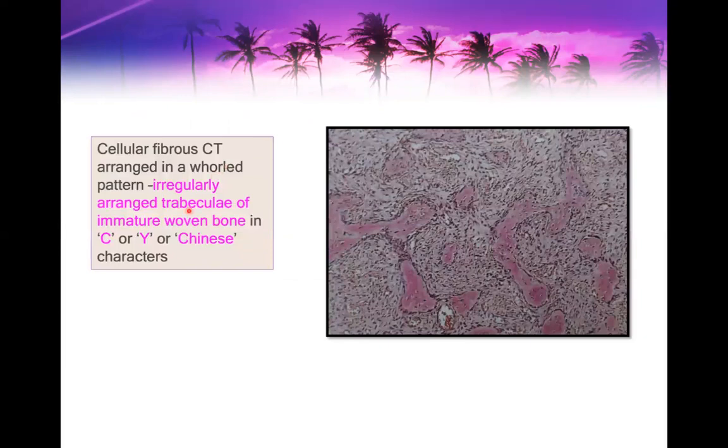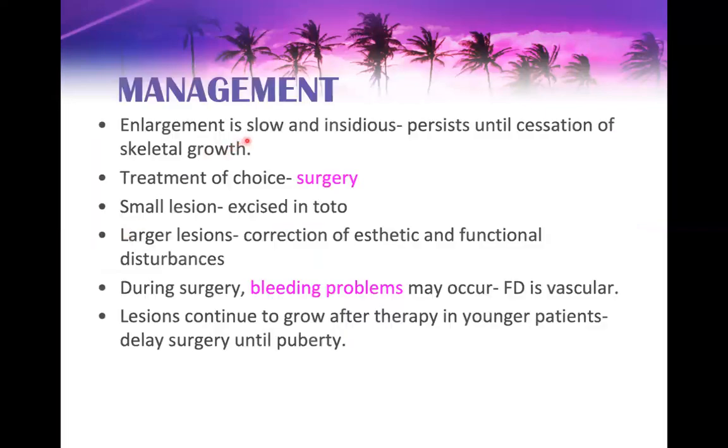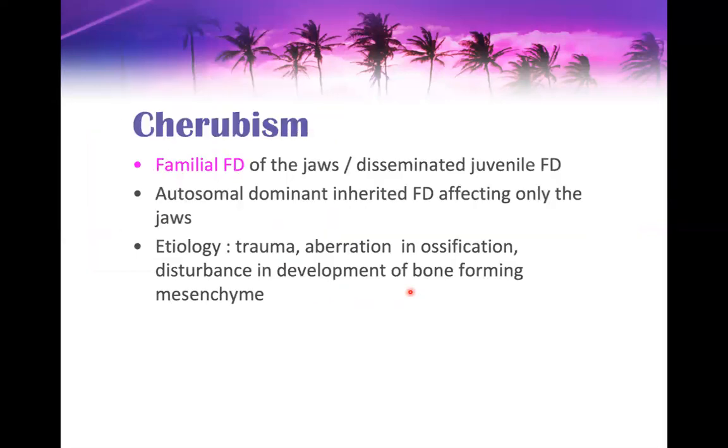Histopathologically, we can see immature woven bone in a C or Y pattern, the Chinese character appearance. Management: the enlargement is slow, so it persists until cessation of skeletal growth. The treatment of choice is surgery. Small lesions you can excise in toto; for larger lesions, correction of aesthetic and functional disturbances. Because it is vascular, there will be bleeding problems during surgical interventions.